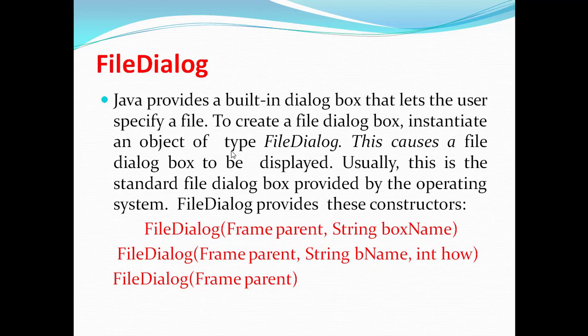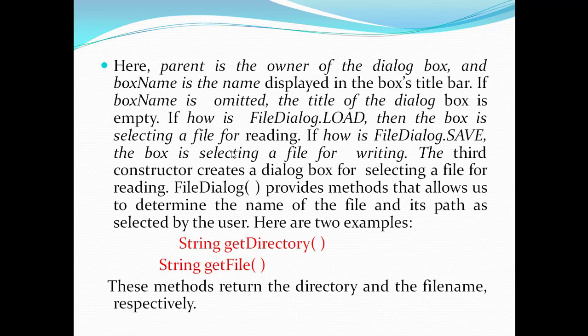From those we have taken 3 constructors here: FileDialog(Frame parent, String boxName). Second, FileDialog(Frame parent, String boxName, int how). Third, FileDialog(Frame parent). Here parent is the owner of the dialog box and boxName is the name displayed in the box's title bar. If boxName is omitted, the title of the dialog box is empty.